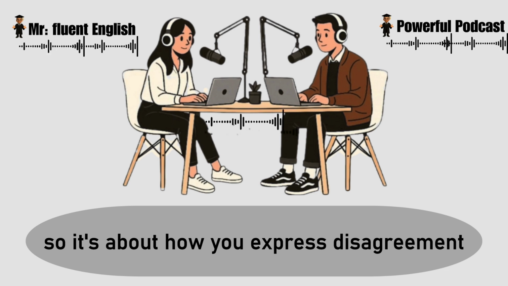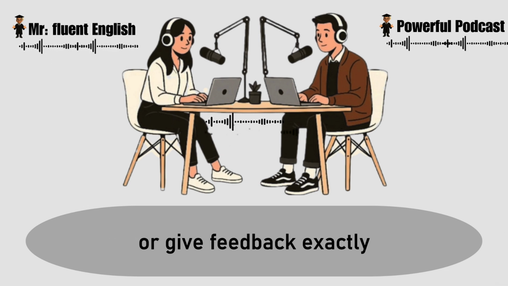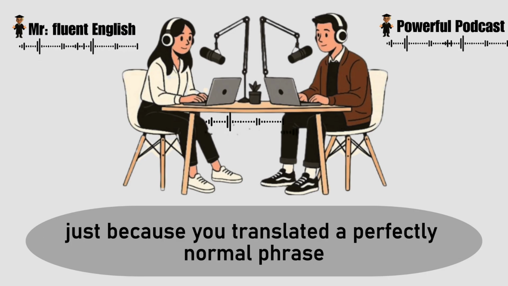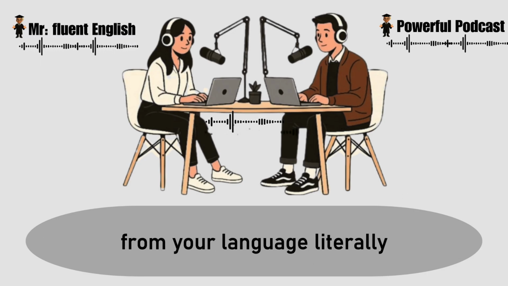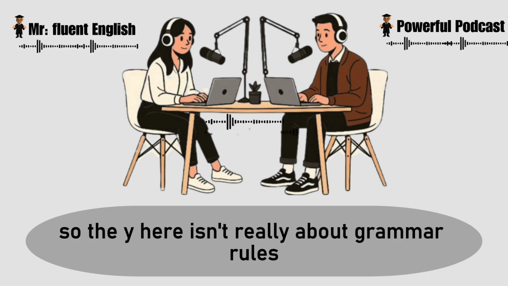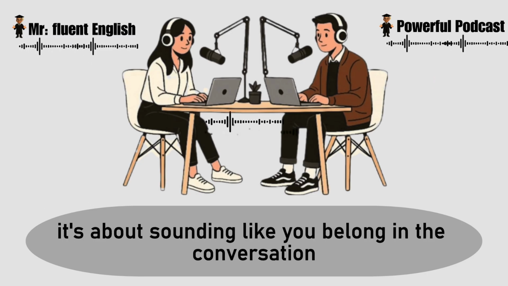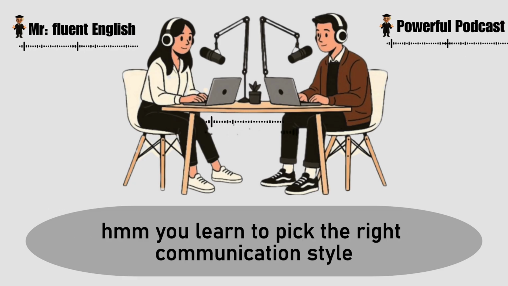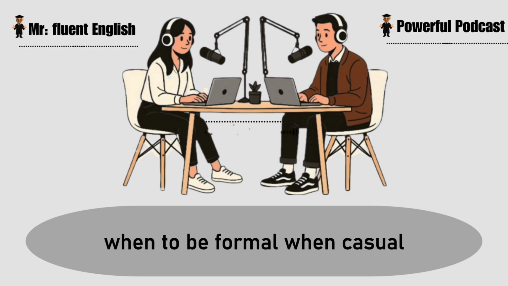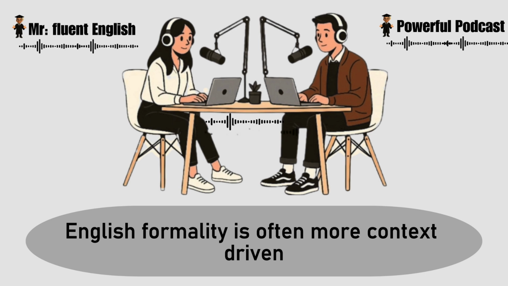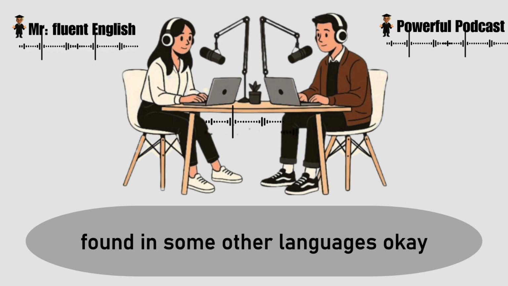So it's about how you express disagreement or give feedback. Exactly. Without sounding rude or maybe too passive, just because you translated a perfectly normal phrase from your language literally. It's about choosing the right approach within the English context. So the why here isn't really about grammar rules. It's about sounding like you belong in the conversation, not like an outsider applying formulas. You learn to pick the right communication style, when to be formal, when casual, when direct. English formality is often more context-driven than based on strict hierarchy rules found in some other languages.